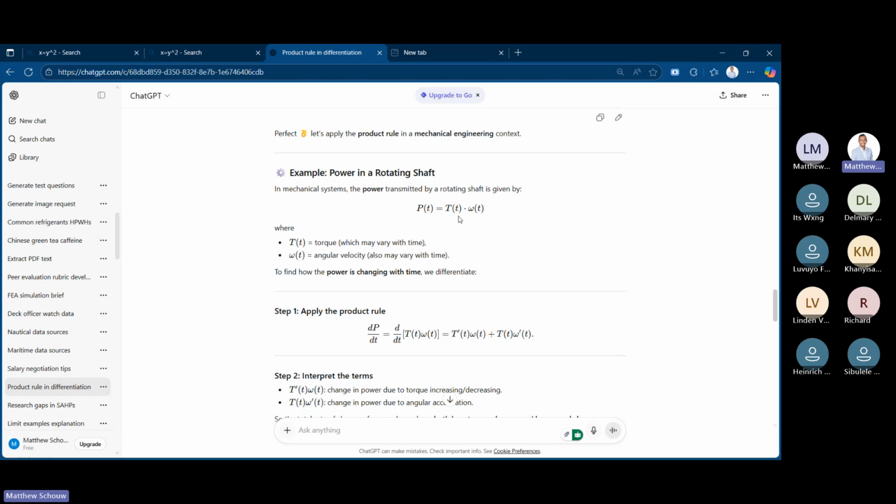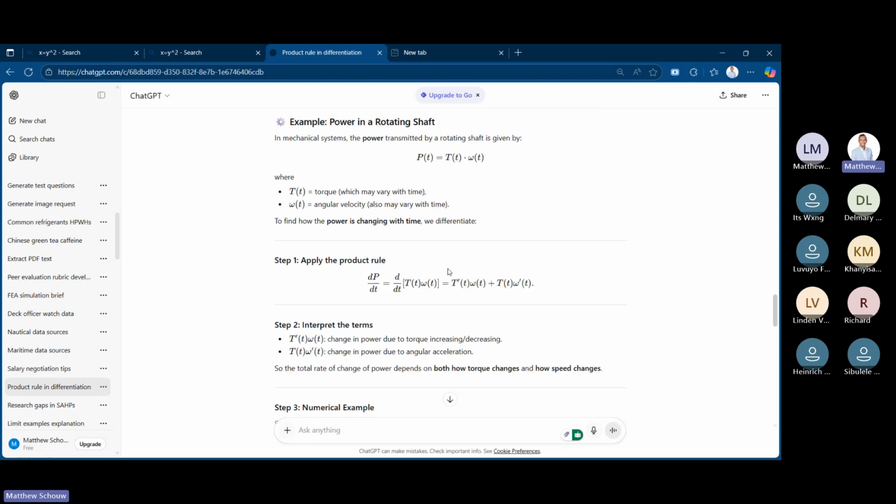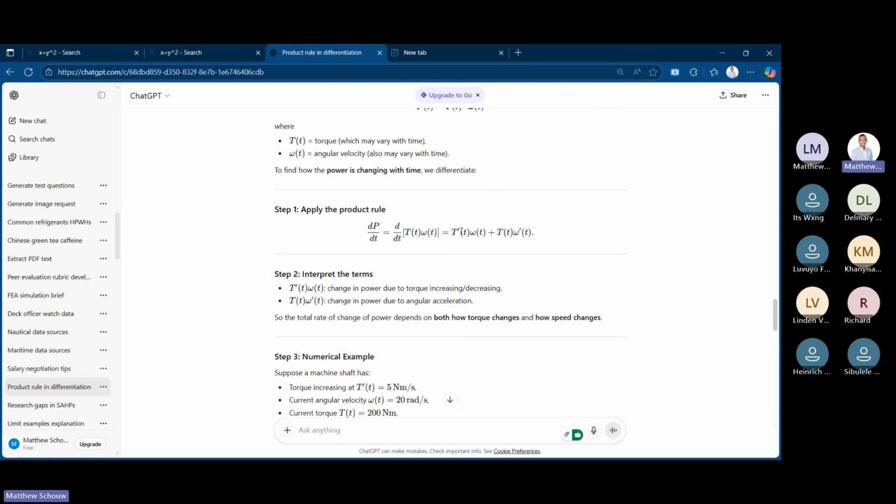Now what we're going to do is curve fit the graphs, get functions, and then apply the product rule. The product will obviously be this over here. I think you guys are familiar with what I just mentioned before. What's interesting is that the first term tells you the change in power due to the increasing or decreasing of torque, the rate of what's happening to the power with respect to torque. And the other one over here is the change in power due to angular acceleration.